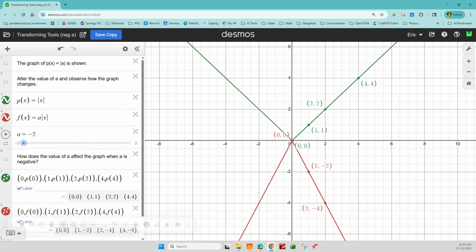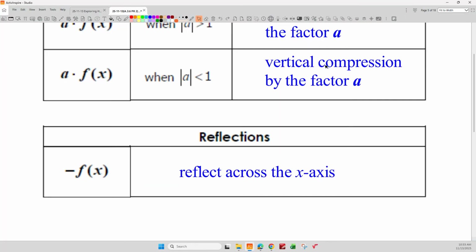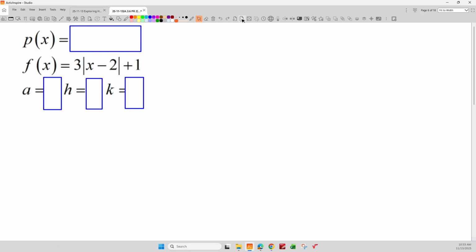So we could think of it as doing two things. It's going to reflect the graph and stretch it. Reflect it because it's negative, stretch it because it's a number bigger than 1. Everybody get that? Okay. All right, so we've got a pretty good foundation then in what A does. Let's practice this a little bit.